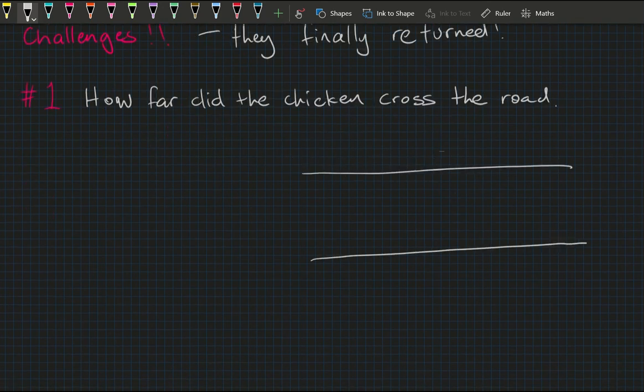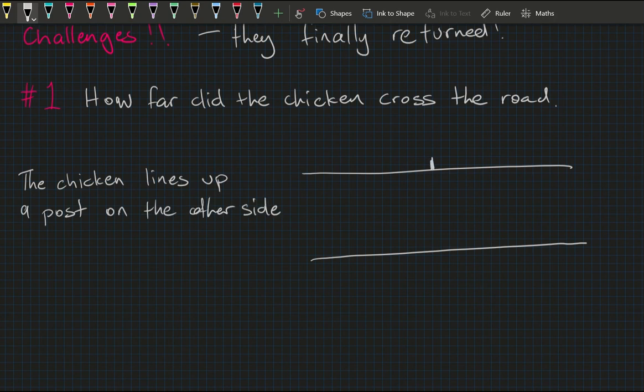So the chicken first lines up a post on the other side, and we'll mark that in as P. Then the chicken collects 4 rocks and places one, which I'll mark as A, and then moves 7 meters down the road and marks in another one, which we'll call B.